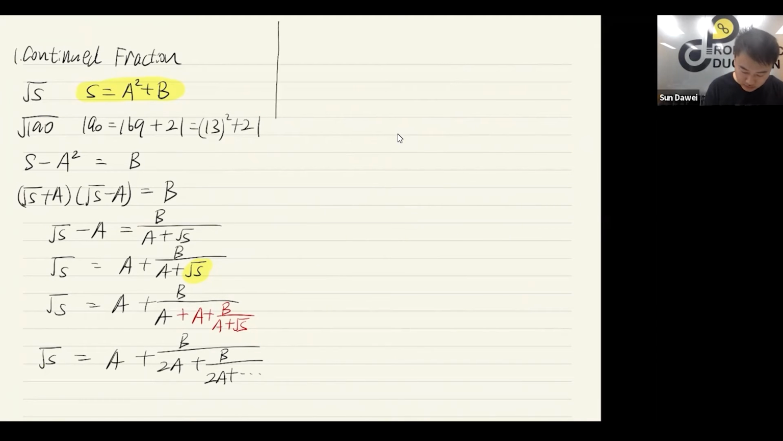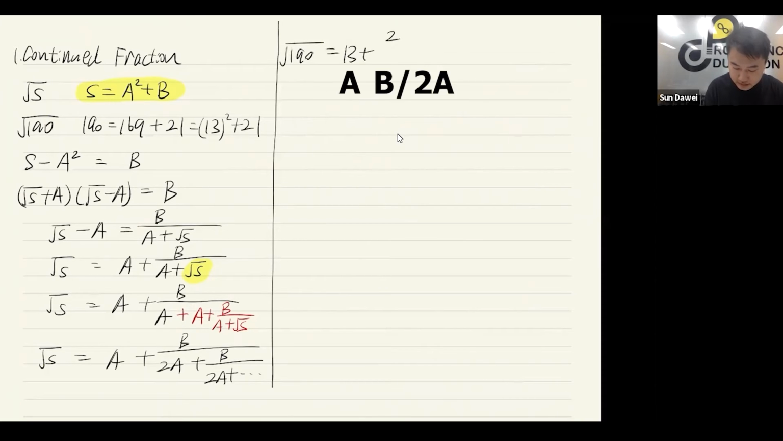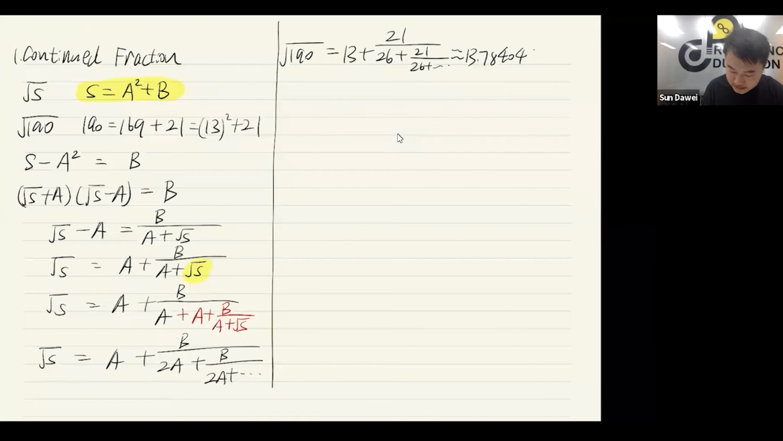So firstly, we are able to rewrite the square root of 190 into a, which is 13, plus b on to a, 2 times 13, 26, plus b on to a, plus dot dot dot, which is approximately 13.78404875. That is the answer, but we do not know that.